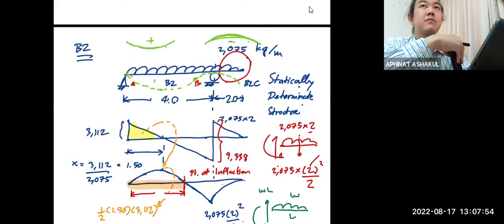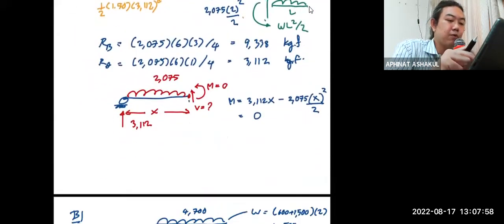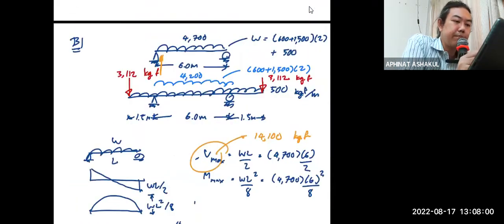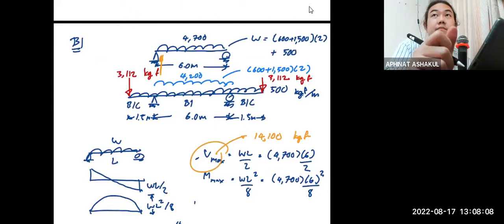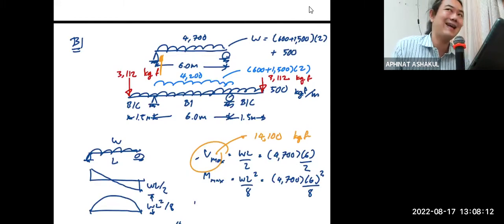That I know. Okay, so in here, I would call it B1, and then this becomes B1C, and this is B1C, so that I know it's cantilever. That's the old practice that I use. I like it. That's why I tell you.